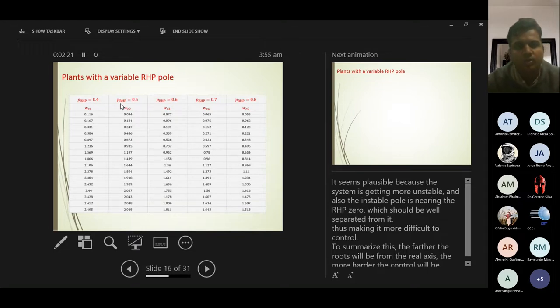When the pole goes further away to the right hand side, the controllability is decreased. As the plant is getting more and more unstable, which makes total sense, the controllability is going to decrease. So this property is reflected in this controllability characteristic value.